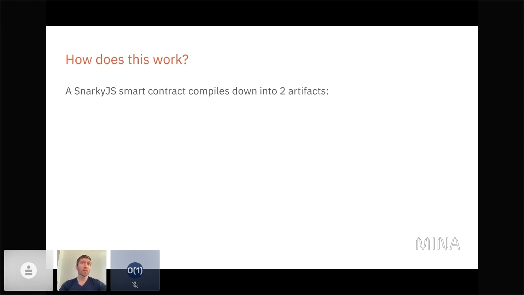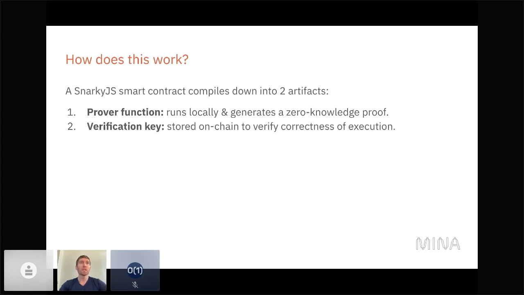A SnarkyJS smart contract, when the developer builds it, compiles into a couple different artifacts. One is the prover function, which runs locally and generates the zero-knowledge proof. So for instance, when your user goes to visit a website, say you were to visit the equivalent of Uniswap, but on Mina, the prover function would take any data that the user provides, and it would generate a zero-knowledge proof from this. Additionally, a verification key is created. The verification key is stored on-chain, and it is what allows Mina to verify the correct execution of the smart contract that ran off-chain.